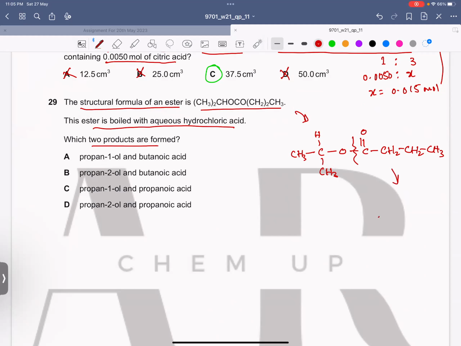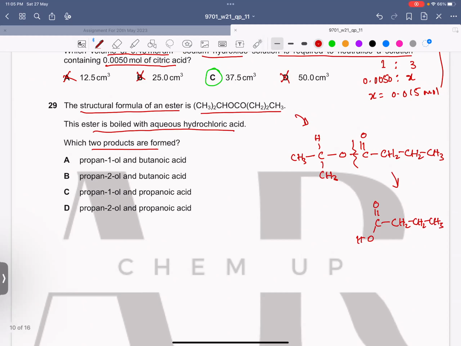So one product that I'm going to get is butanoic acid, right? So C and D go wrong. Now the alcohol that I would get over here is CH3CHCH3OH. If you look at its name, there are 3 carbon atoms, so propan-2-ol. Propan-1-ol makes A wrong and B is your correct answer.